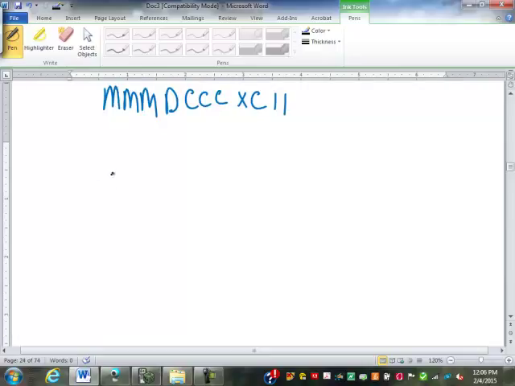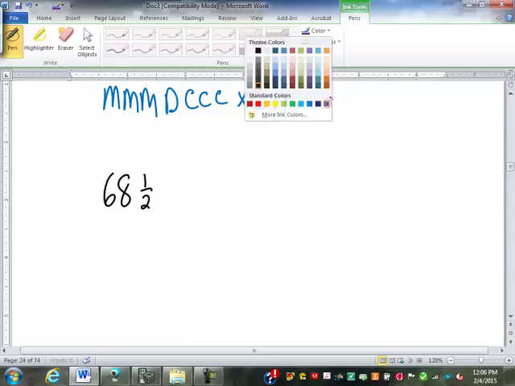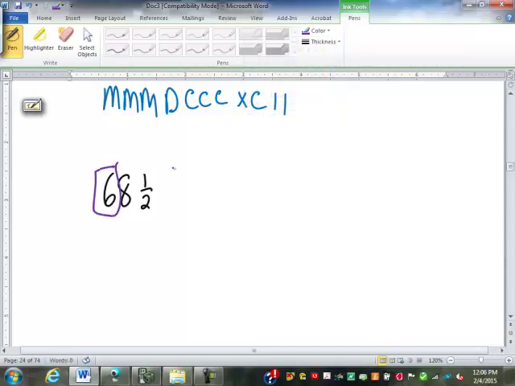That's 90. And then we have the 2 ones. We might have 68.5. Let's convert that. We'll start out with the 6. Well, 60, I would start out with a 50, which is L, and a 10, which is X. Then we need the 8. Well, that would be a 5 and 3 ones, so V, I. Then the 1/2 is the SS.